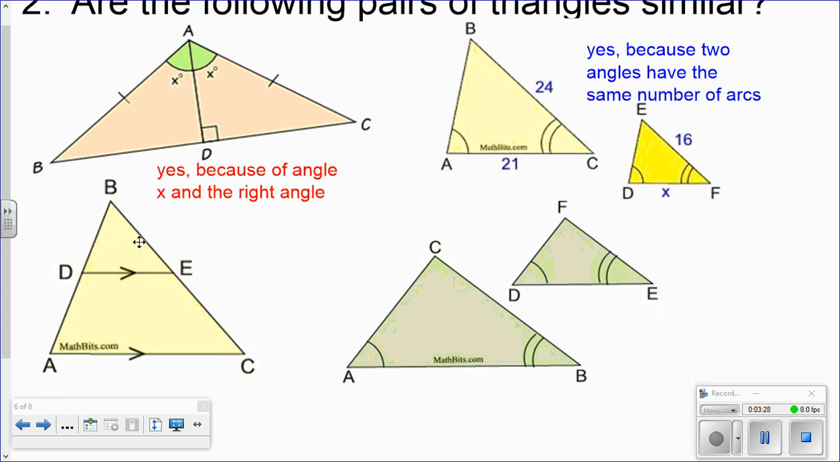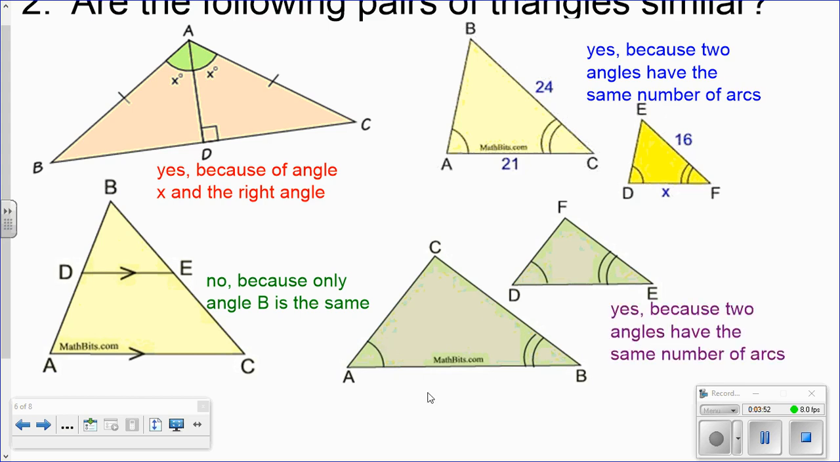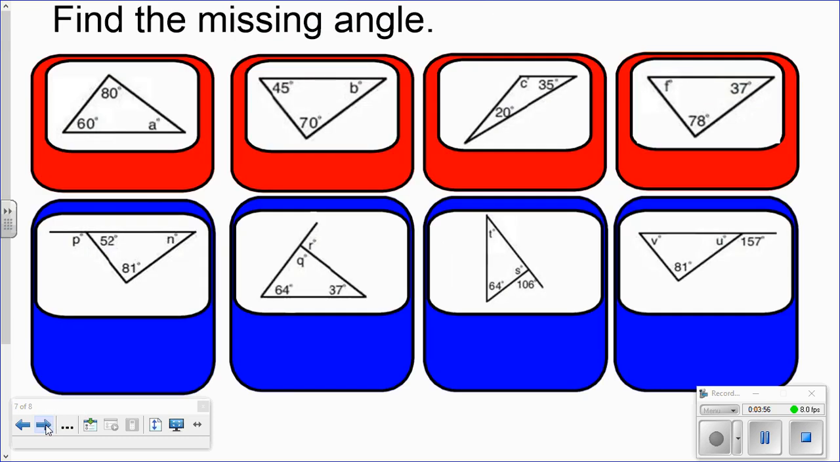In these two triangles, I've got BDE and BAC. I know B is the same because it's the same angle in both of them, but that's the only one I really know. That's all I can tell, so no, they're not necessarily similar. In this one, I have two arcs, one arc, one arc. So yes, they have the same number of arcs for two of the angles.